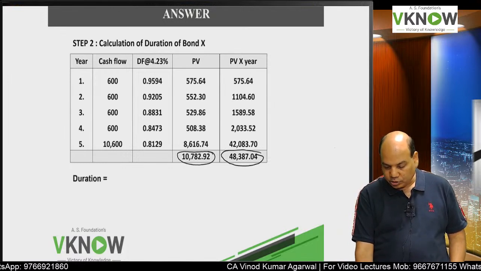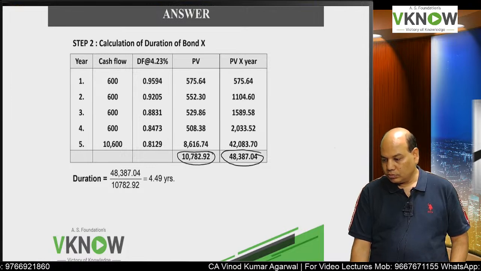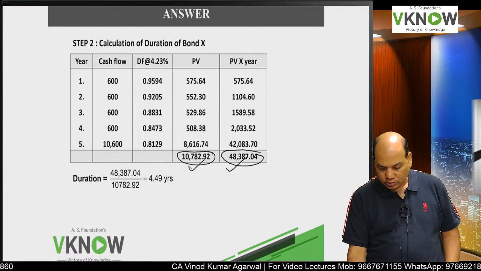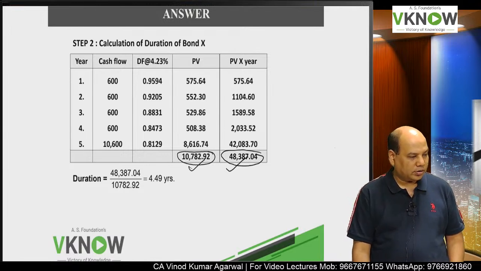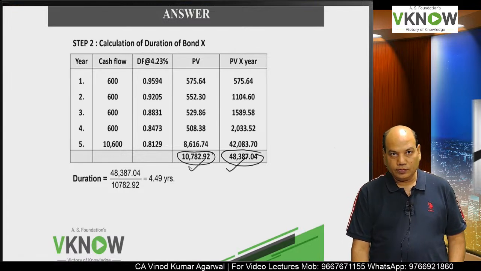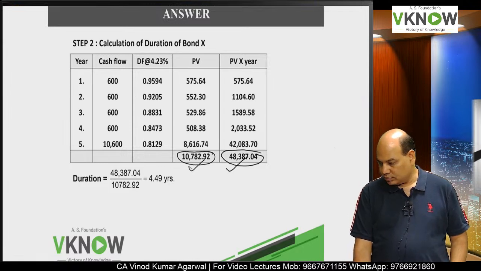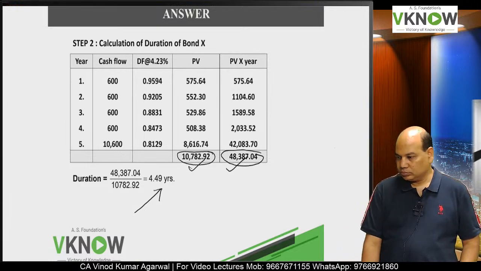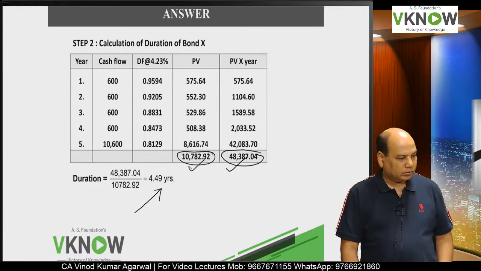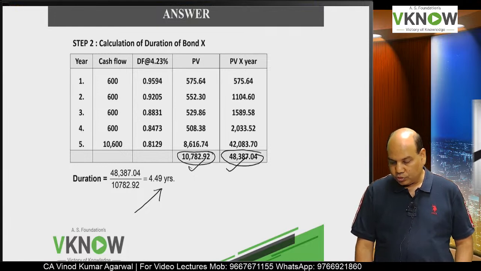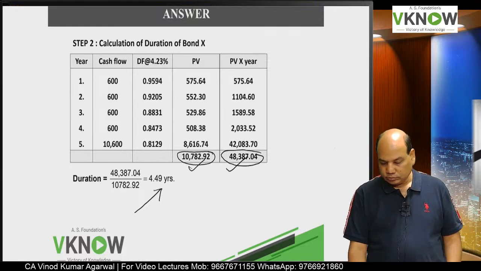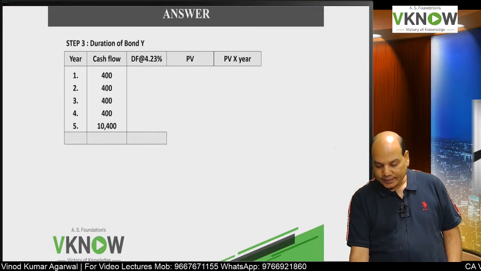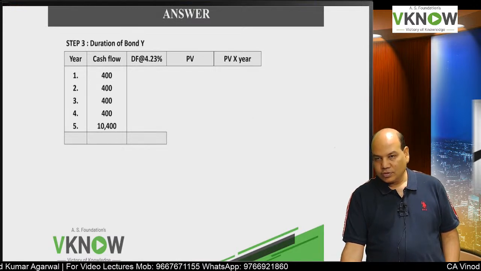So therefore write below, duration is equal to this total divided by this total, 4.49 years. Just confirm, is it right? Okay, 4.49 years. Do the same exercise for bond Y. Write down step 3.